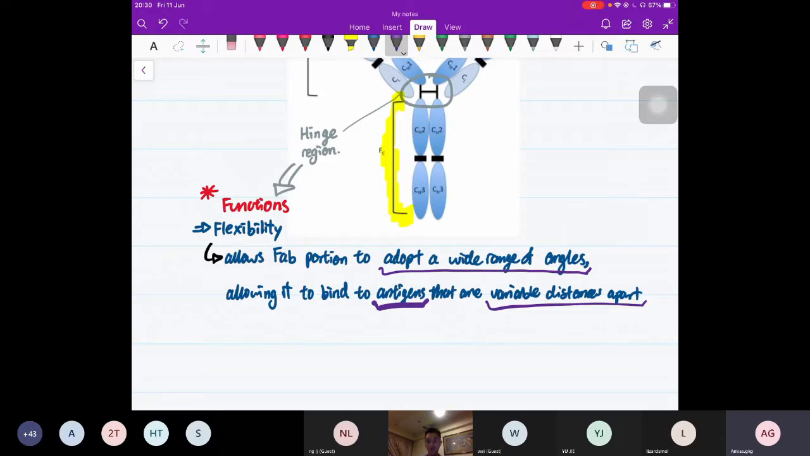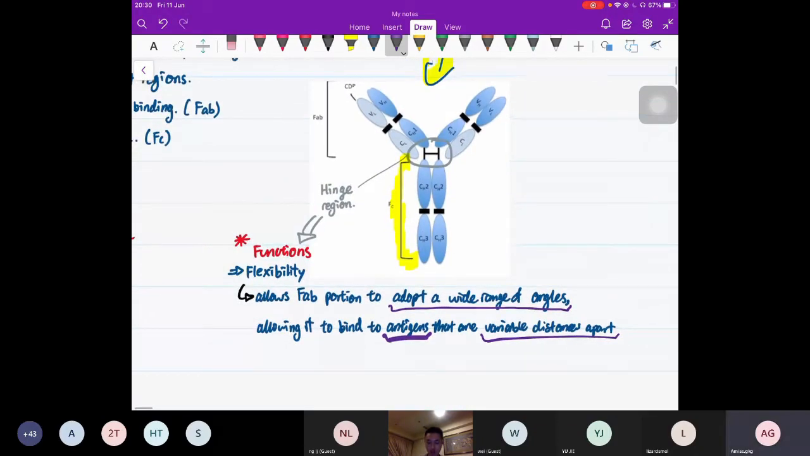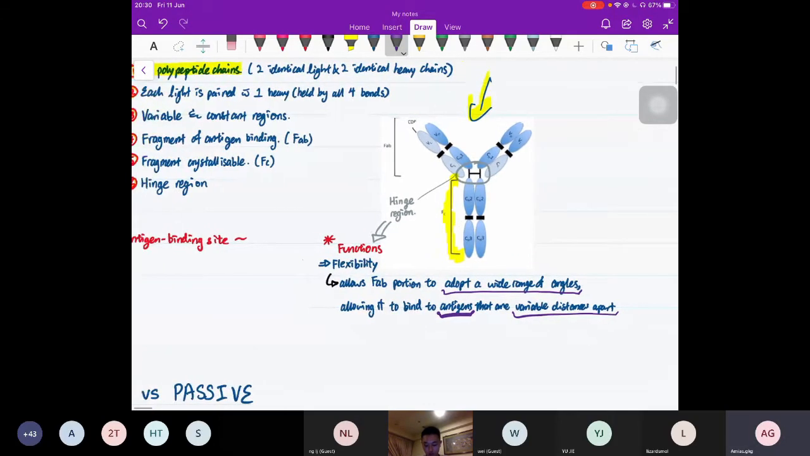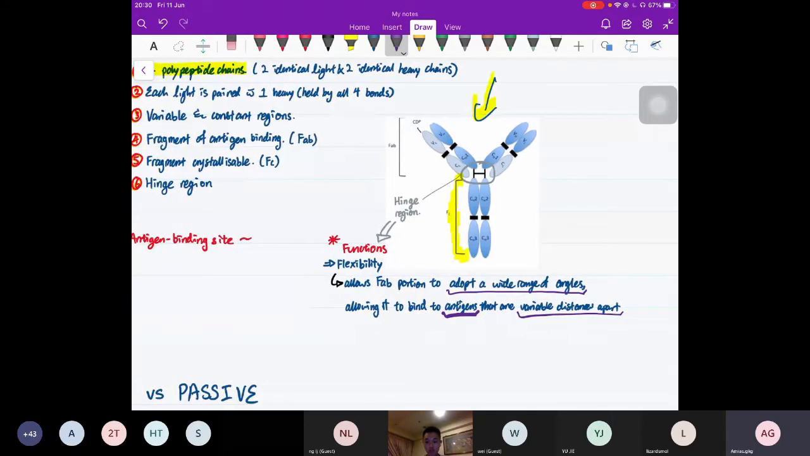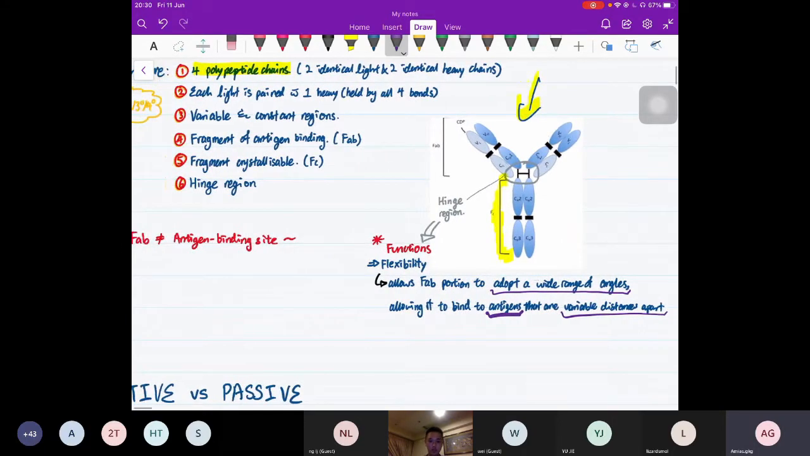So you talk about the antibody being able to adopt a wide range of angles. Or if you want to be more specific, the fragment of antigen binding portion of the antibody is able to adopt a wide range of angles. Therefore, it can bind to antigens that are variable distances apart. So it's really, really important, the function of the hinge region, because they love to test it, whether it's MCQ or paper 2, even in paper 3.